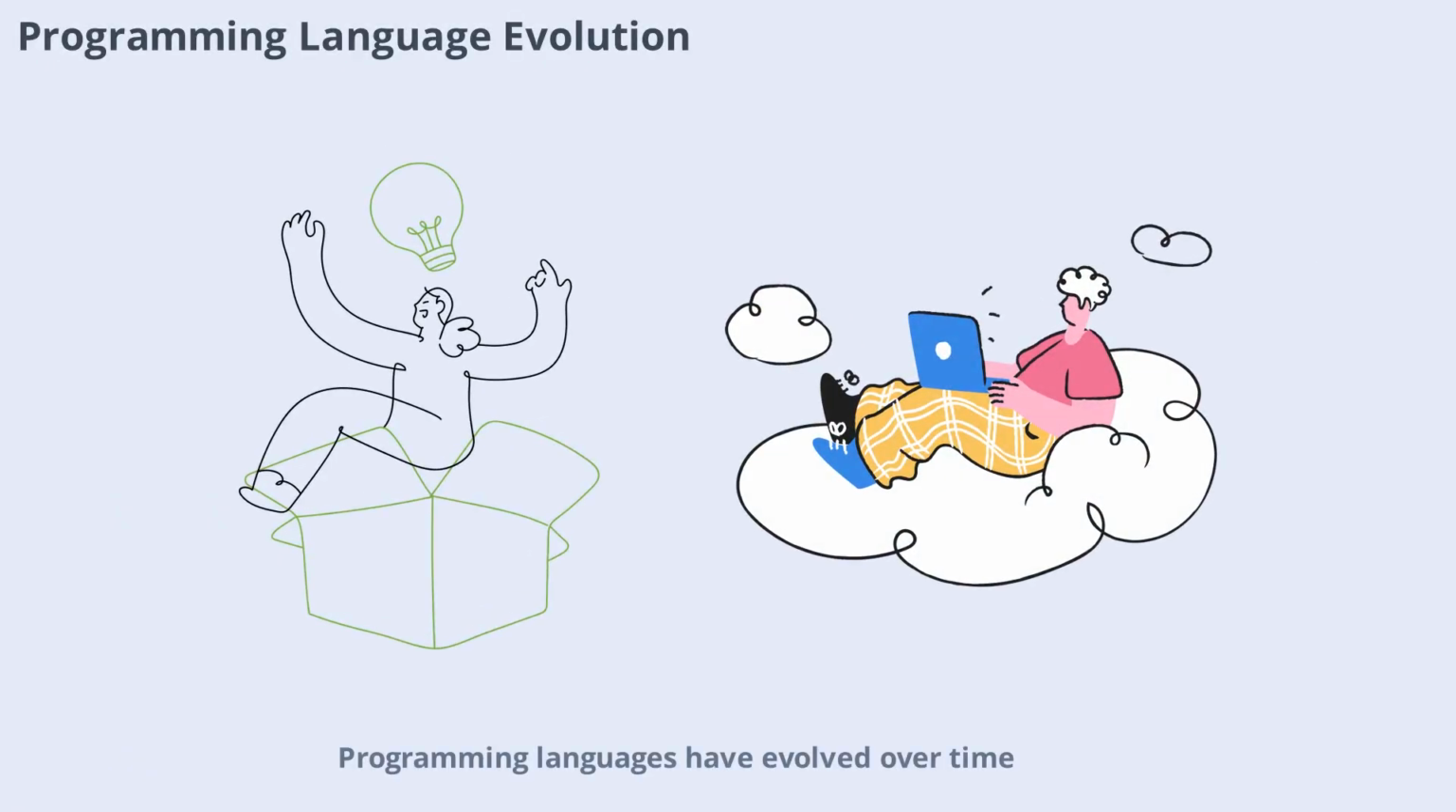Programming languages have evolved over time. Early computers used very basic languages, but as technology advanced, new languages were created to make programming easier and more powerful. Today, there are hundreds of languages, each designed for specific needs and industries.